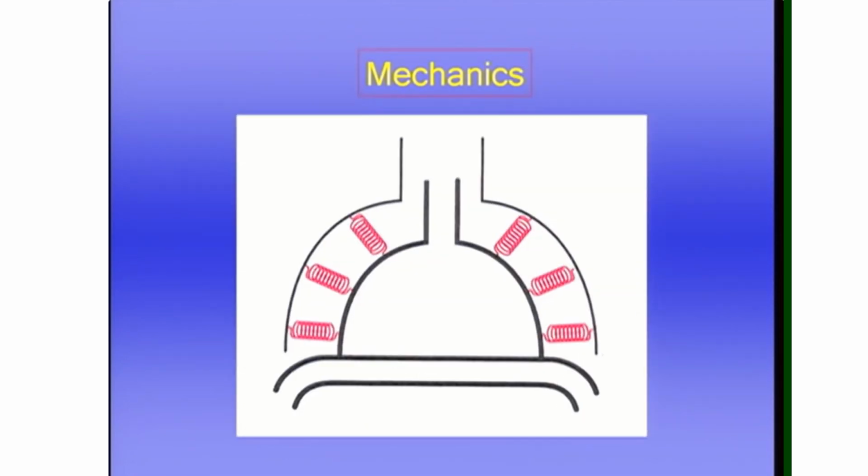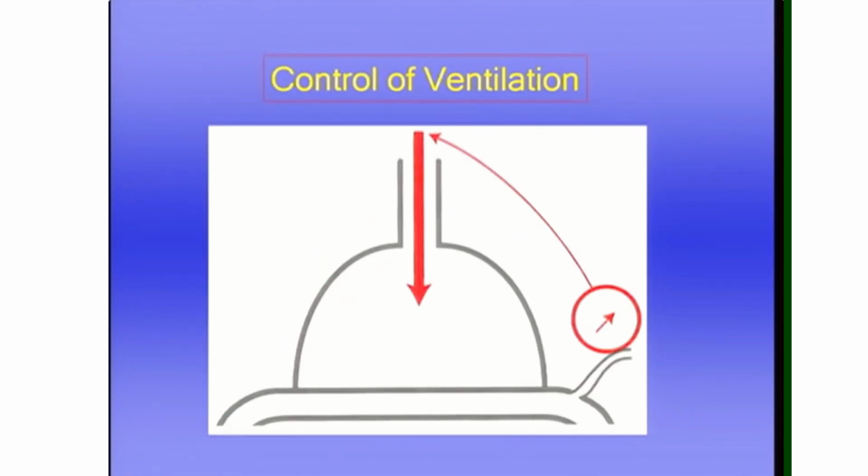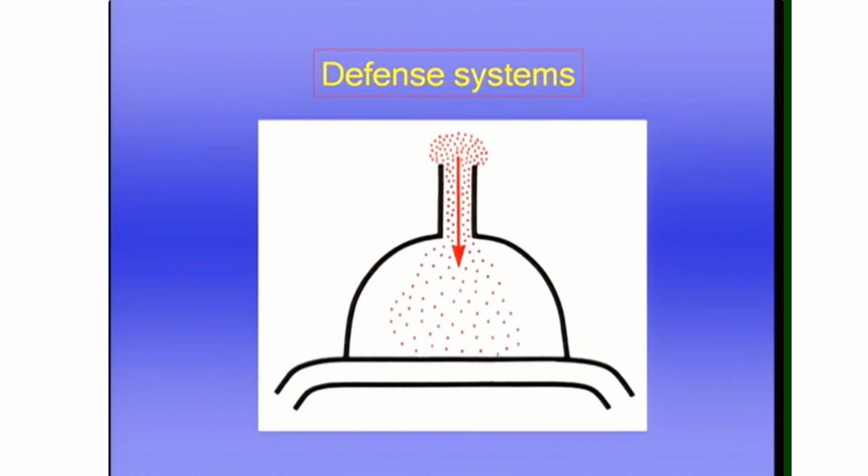Next, there'll be mechanics, which is the way the forces that support and move the lung. Then we'll look at the control of ventilation, because the oxygen and CO2 levels are measured in the arterial blood, and they're used to regulate the level of ventilation.